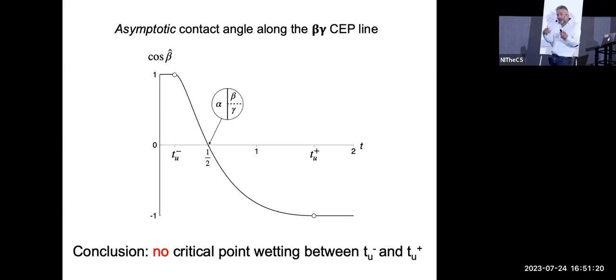And the calculation reveals that the undiscussed case, x equals mu, in the Kalweit-Busse experiment is what we see in the calculations in this model. Okay. So no critical point wetting in an entire gap, sort of a non-wetting gap in the phase diagram.